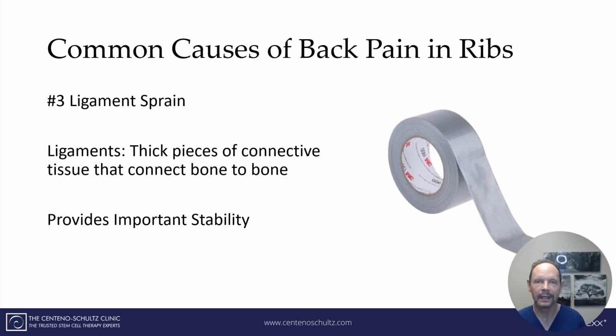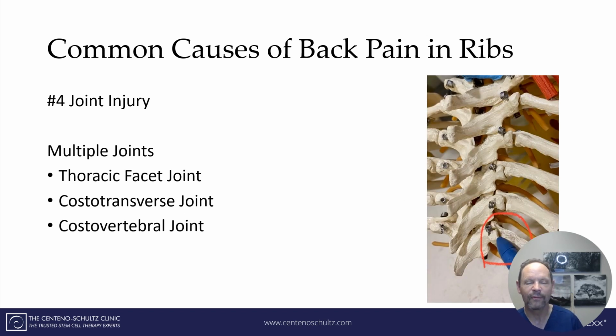Number 3, ligaments. Ligaments can actually be injured. They are the duct tape that hold bone to bone, and they actually, like the muscles, can be injured. So you can have a ligamental sprain, and as a result have pain in the thoracic spine and ribs. Number 4, a joint injury. Now there are 3 joints in the thoracic spine, and I'll show you here.